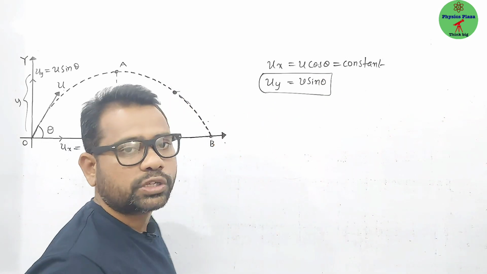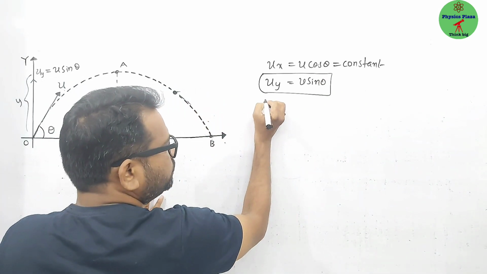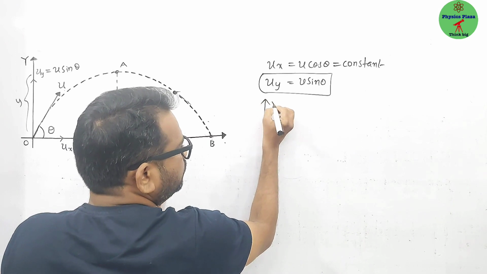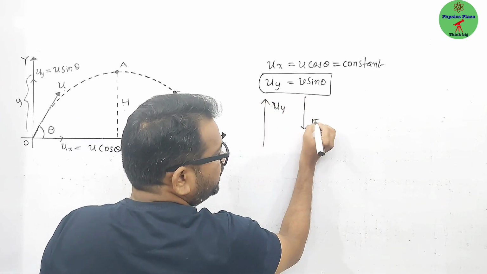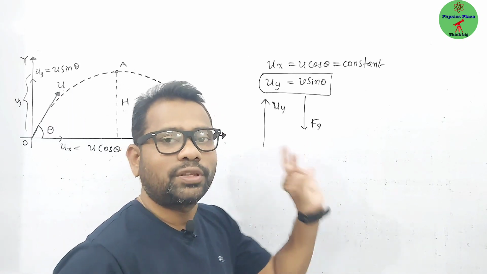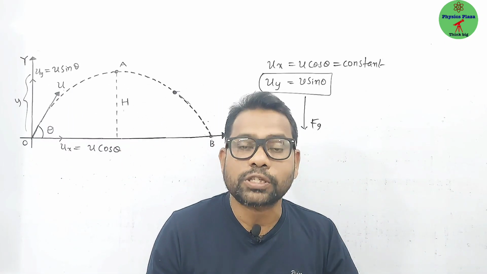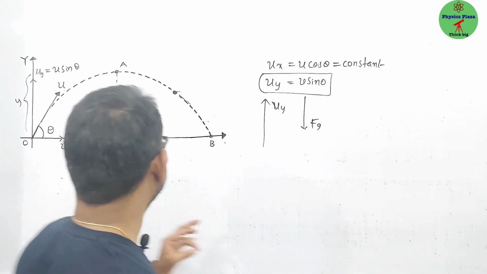The vertical component of the velocity. Why am I saying so? As for this vertical component of the velocity, of course it is in the upward direction, but the force of gravity is in the downward direction, right? So which means the magnitude of the vertical component of the velocity keeps on decreasing. Very important point.